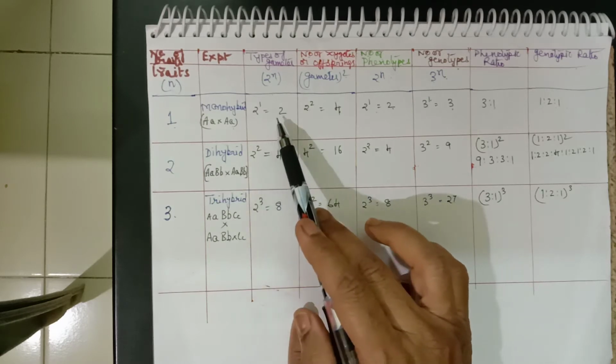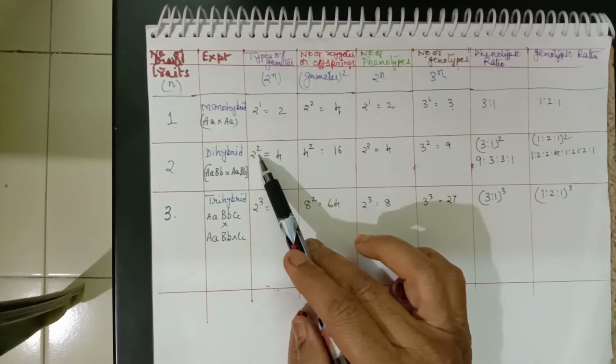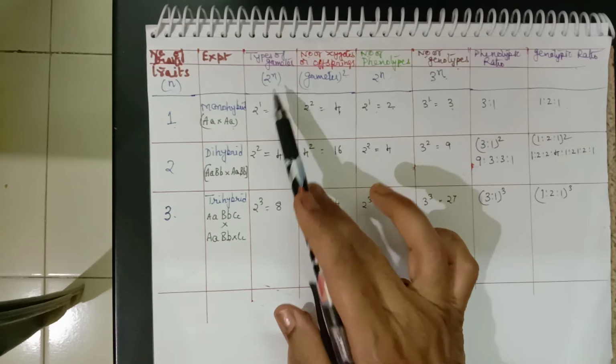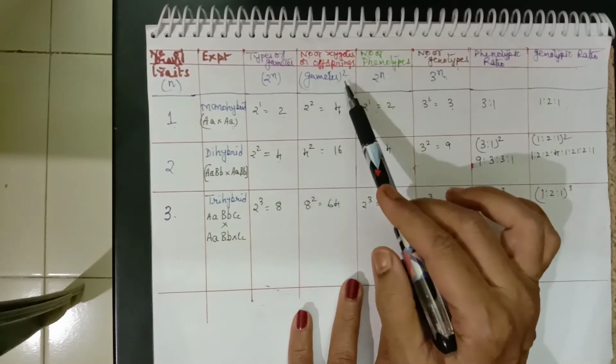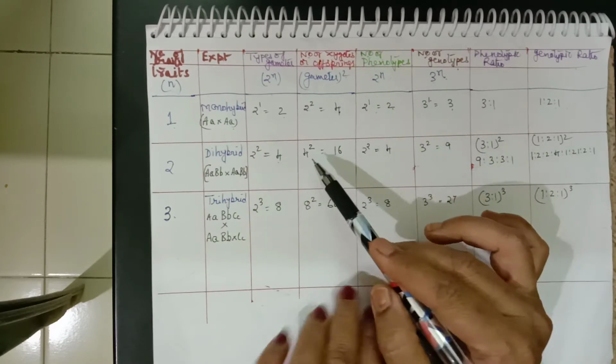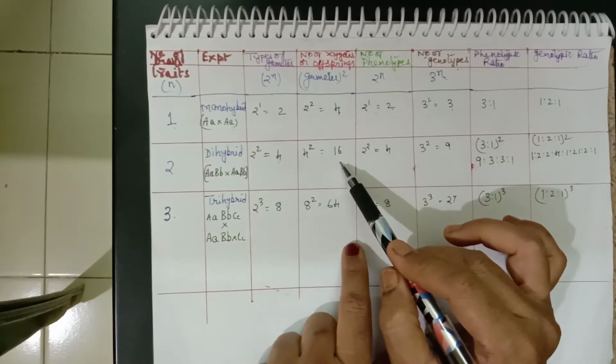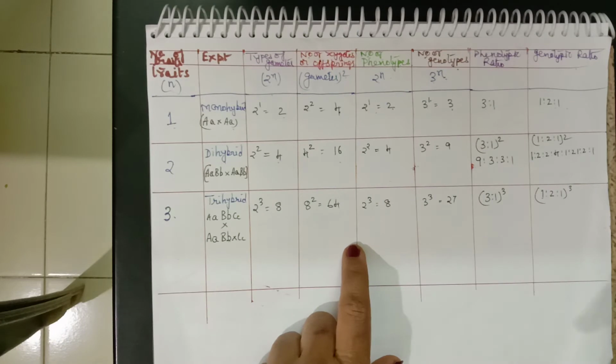And here we get types of gametes. What is the formula? 2 to the power of n. Here 2 characters, so we get 4 gametes. So with the gamete square, we get the number of zygotes. So we get 16 here. 16 offspring in a dihybrid cross.